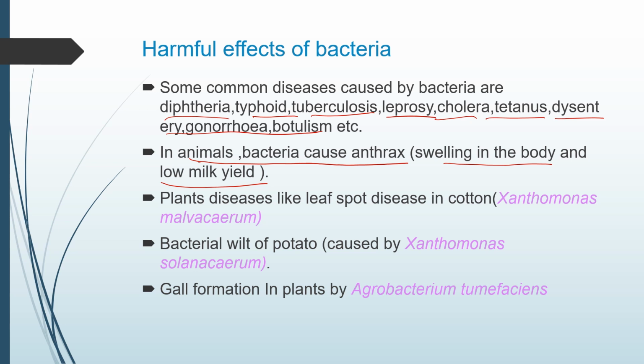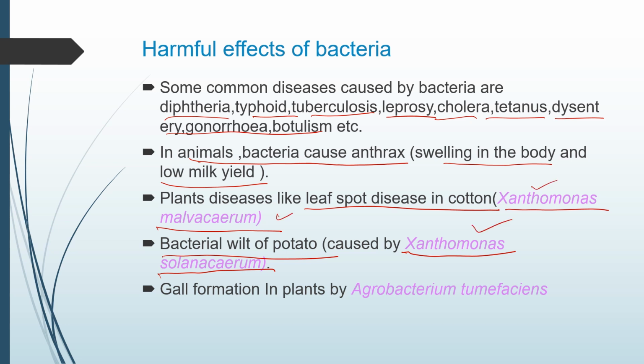Now, plant diseases like leaf spot disease in cotton plants are caused by Xanthomonas malvacearum. Bacterial wilt in potato is caused by Xanthomonas solanacearum. So these are the same group of bacteria. Xanthomonas malvacearum, Xanthomonas solanacearum: just remember these scientific names of these bacteria. And there is gall formation in plants also, by Agrobacterium tumefaciens. So Agrobacterium tumefaciens causes gall formation in plants.